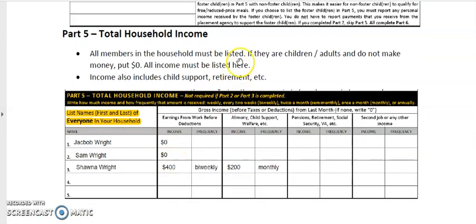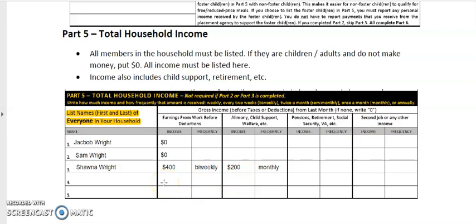Part 5, total household income. All members in the household must be listed. If they are children or adults that do not make money, put $0. All income must be listed here. Income also includes child support, retirement, or a secondary job.